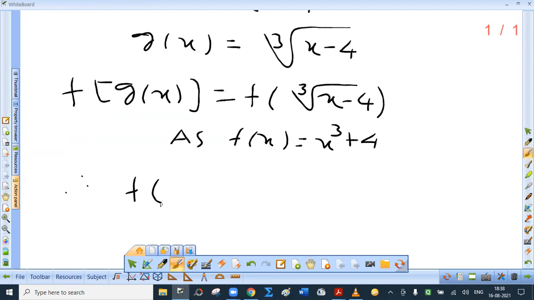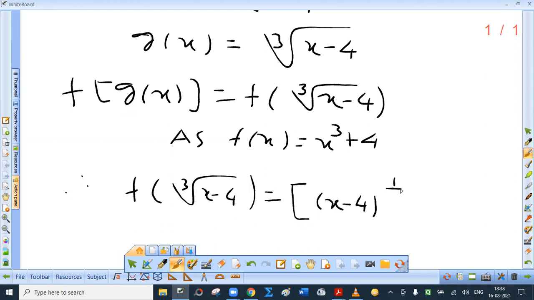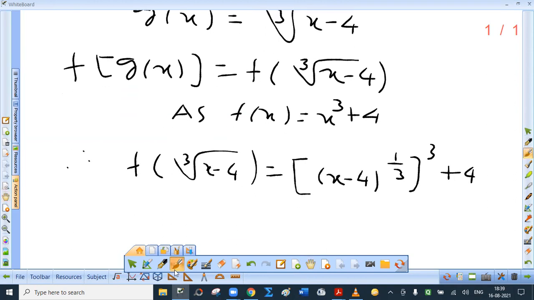Whatever is written here, you have to cube that number or that expression, that term, and add 4 to it. Therefore, what is f of cube root of x minus 4? It is nothing but, see, cube root means raised to 1 upon 3, raised to 3, plus 4. You have to use brackets. Now what is a raised to m raised to n? A raised to mn. I will write x minus 4 directly, plus 4. Yes, that is x. Okay, so we have proved that f of g of x is nothing but x.